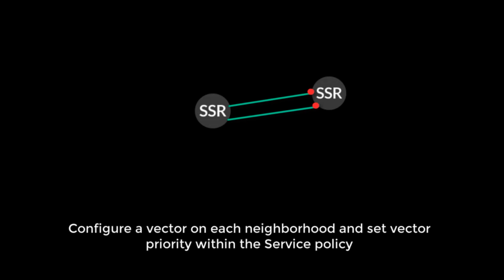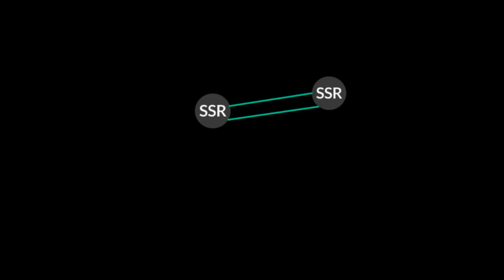For example, let's say that from your Seattle router to your Boston router, you have 2 service routes, an internet route and an MPLS route. To prefer one route over the other, you will first need to configure a vector on each of the neighborhoods. In this case, we'll prefer the MPLS neighborhood. Remember, a neighborhood describes the destination of network traffic. So when we configure the vector on the neighborhood, we are indicating which path should be taken to the router.